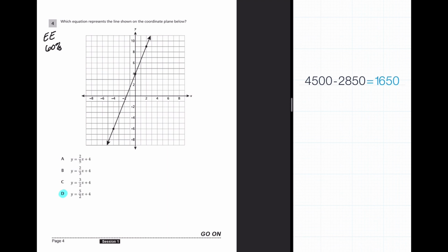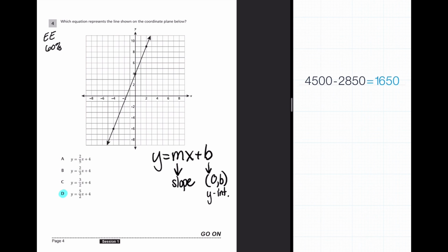Here's our answer for number 4. It's an EE problem. You should get D. So let's work out how you can find it. We have an equation. We're going to write them in y-intercept form. So that's the same as y equals mx plus b. The m represents our slope, and our b is the coordinate in the y-intercept. So we're going to look for the y-intercept, wherever that y is, that's going to be our b.